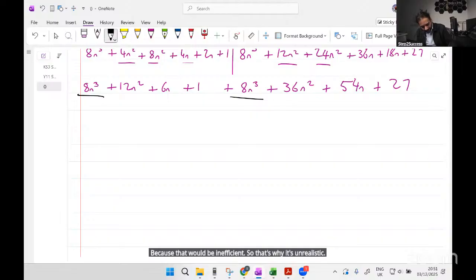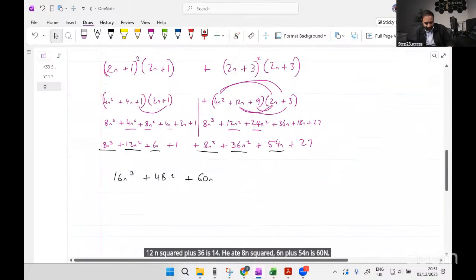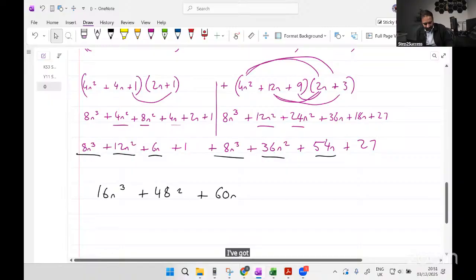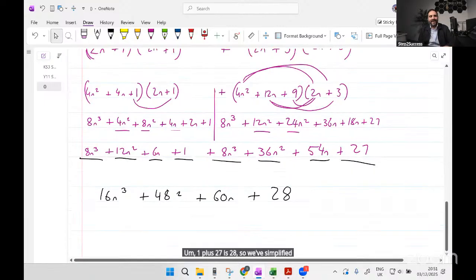8n cubed plus 8n cubed is 16n cubed. 12n squared plus 36 is 48n squared. 6n plus 54n is 60n. Oh no, got a problem. No, I haven't. I'm good. 1 plus 27 is 28. So we've simplified it all down to this.